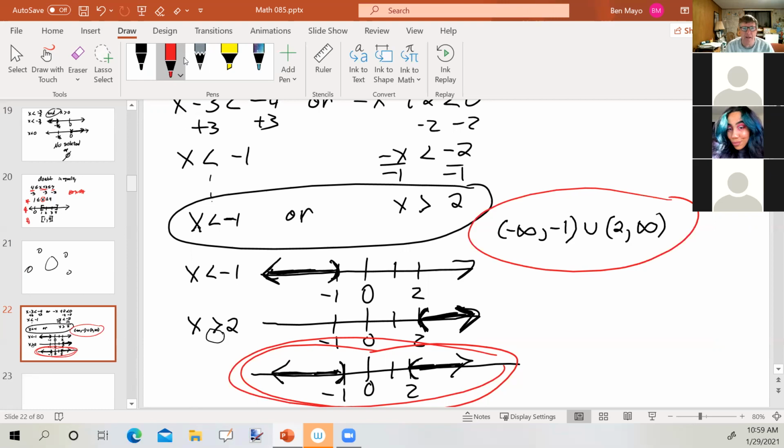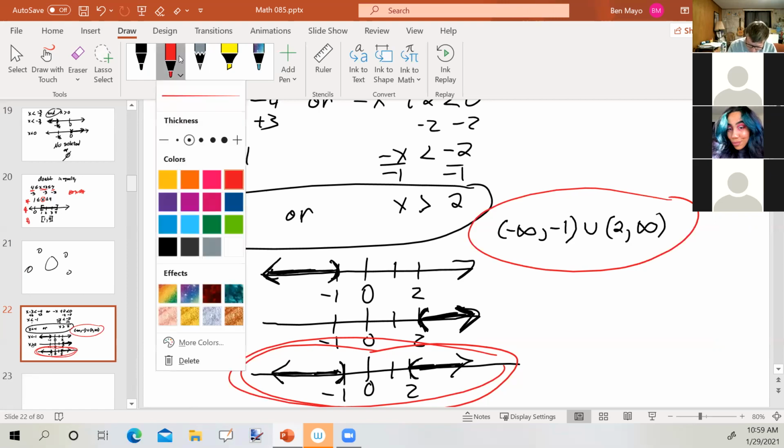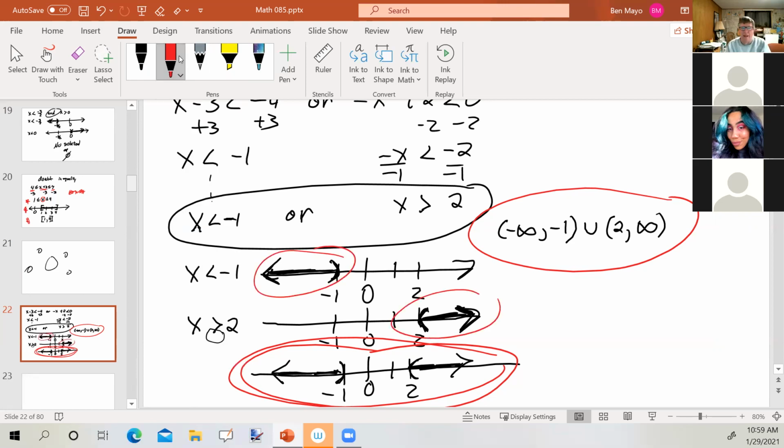Now, if they had asked for the intersection, it would have been no solution. They don't have anything in common. But the union, because the two pieces of the union don't overlap, we have to write them as two separate intervals. Just like Hawaii has more than one piece of land separated, but the union is still including both, or all the pieces. Okay with that?